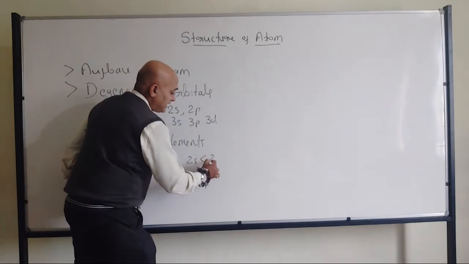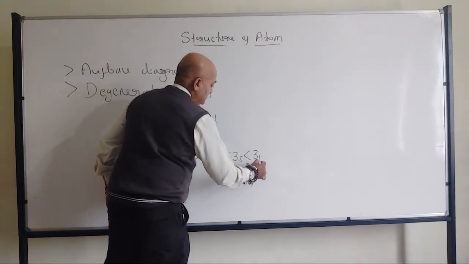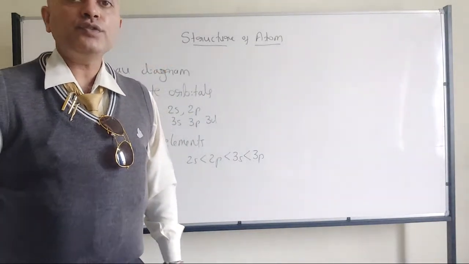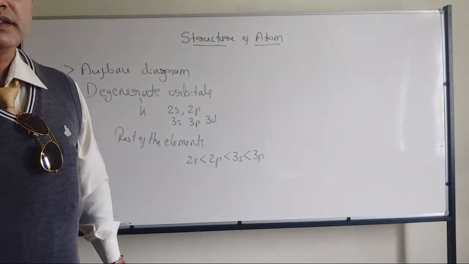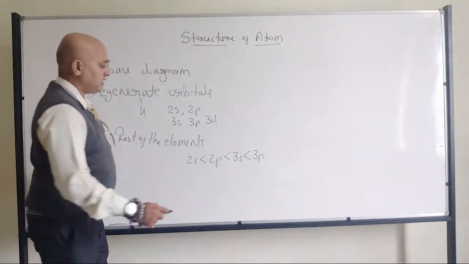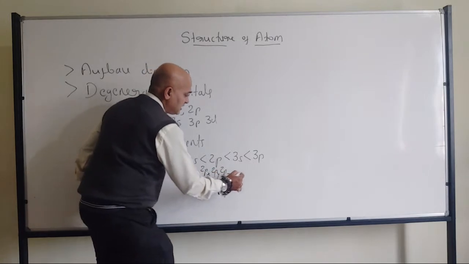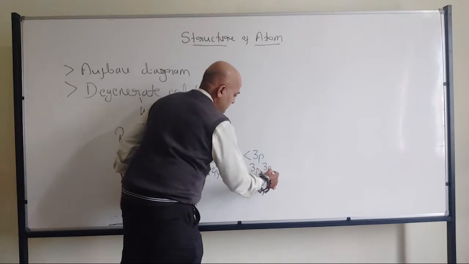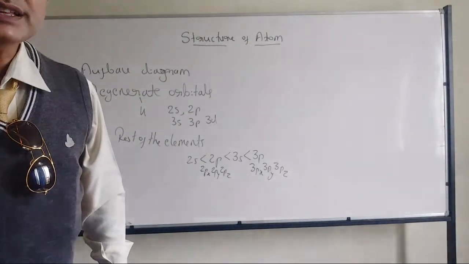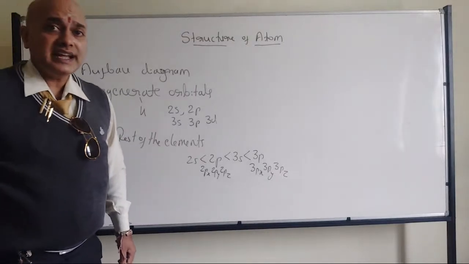2s will be of lower energy compared to 2p, which will be of lower energy compared to 3s, which will be lower than 3p. Then comes the 4s, then the 3d. That's where we have to follow the Aufbau diagram. For the rest of the elements, the degenerate orbitals can be 2px, 2py, 2pz, or 3px, 3py, 3pz. So 2s will not be equal to 2p in elements other than hydrogen and hydrogen-like species.